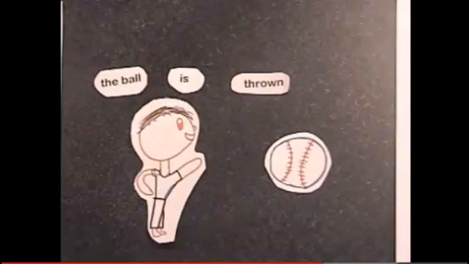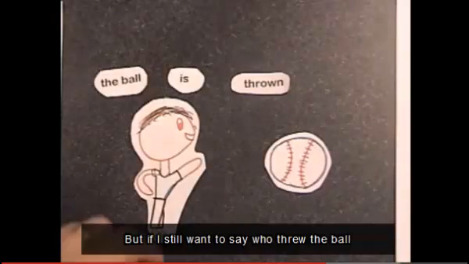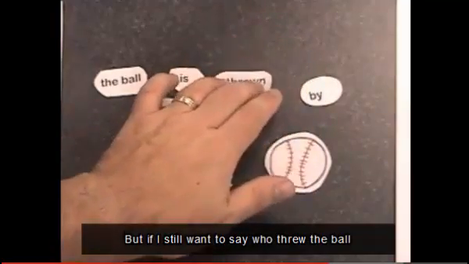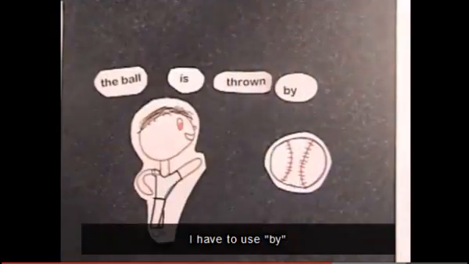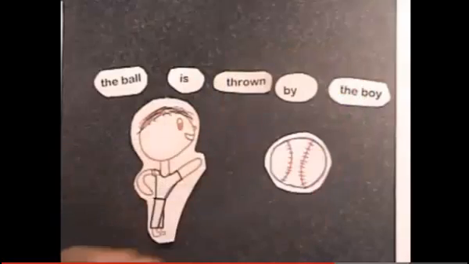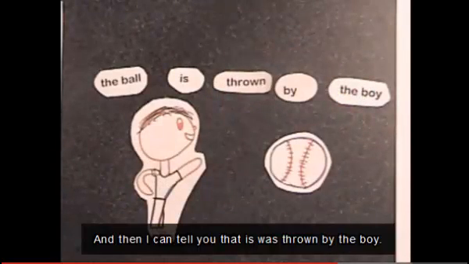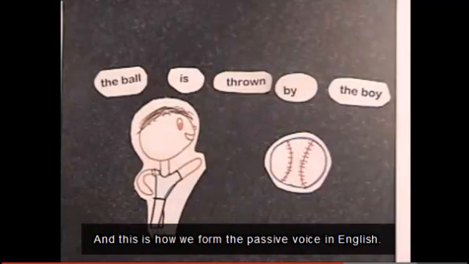But if I still want to say who threw the ball, I have to use by. And then I can tell you that it was thrown by the boy. And this is how we form the passive voice in English.